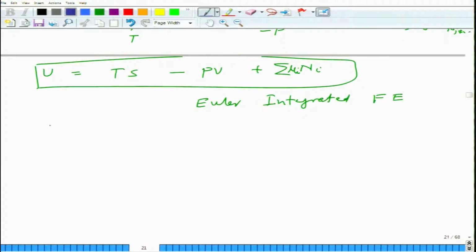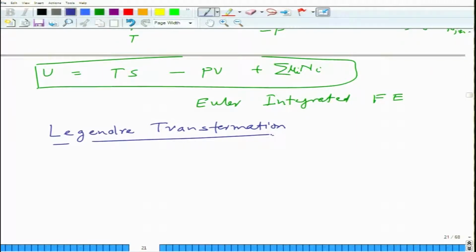Welcome back. In the last lecture, we derived the Euler integrated fundamental equation. We will continue this exercise. In this particular lecture, I will start with the Legendre transformation. Okay, this is quite relevant, or rather important.